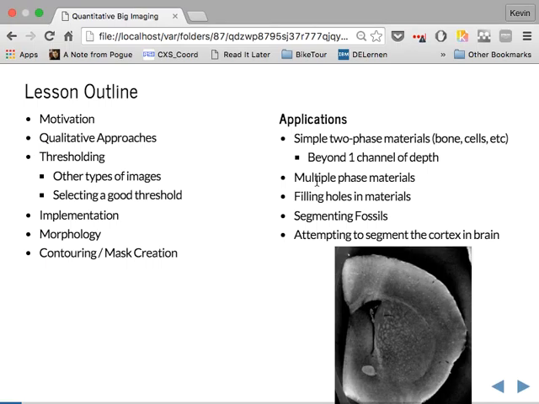We'll then have an example about segmenting fossils and attempting to segment the cortex in the brain. So this is a brain image we have from phase contrast imaging, and to segment the cortex region out of this is quite a challenging task.